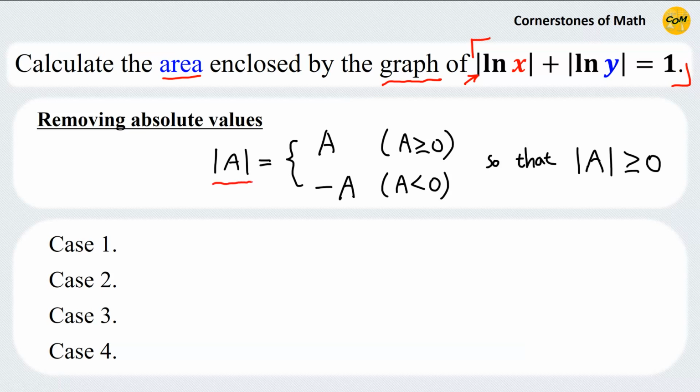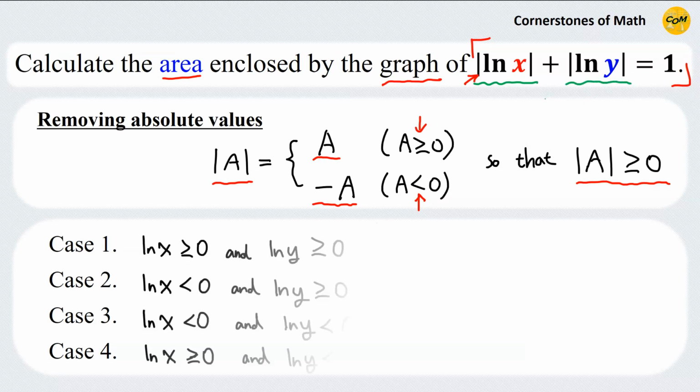Basically, for the absolute value of a, if a is non-negative, we can simply write a, but if a is negative, then absolute value of a equals minus a, so that the end result is always non-negative. Here we have absolute values on ln x and ln y, so depending on the signs of ln x and ln y, we have these four cases.